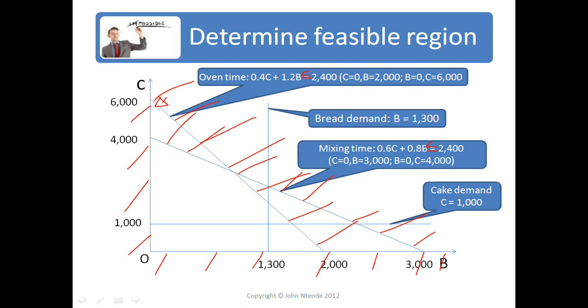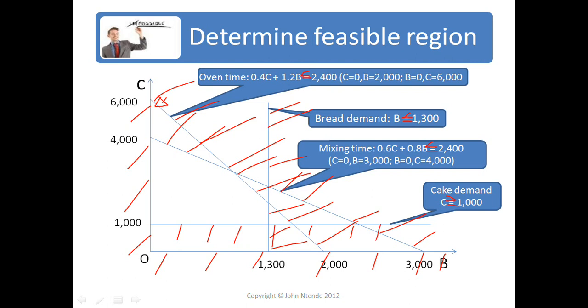Bread demand, we're told that bread demand should be less than or equal to 1300. So once again, I'm not interested on the right, because all figures beyond this are greater than 1300. And then finally, we're told that cake demand should be greater than or equal to 1000. So I'm not interested in anything below 1000. So anything below this, I'm not interested.